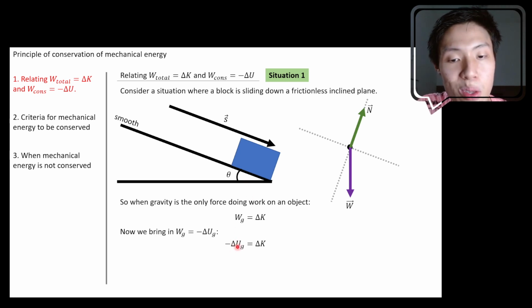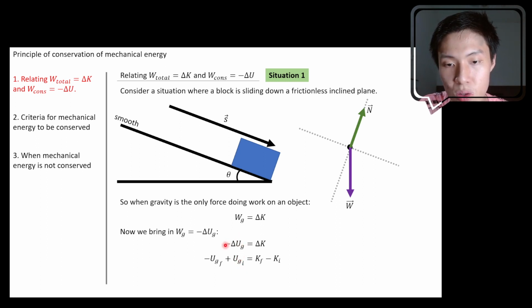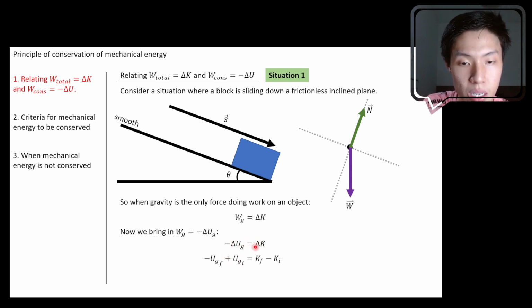We know that delta here is just final minus initial. So we can expand this delta potential energy as the negative of the final gravitational potential energy plus the initial gravitational potential energy. Remember, this is final minus initial, so minus final, minus minus plus initial. Whereas on the right-hand side, we have our kinetic energy final minus kinetic energy initial.